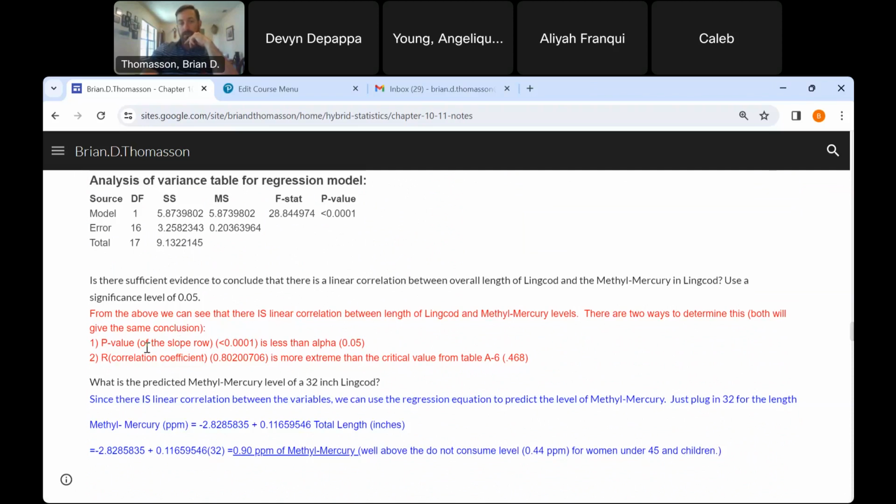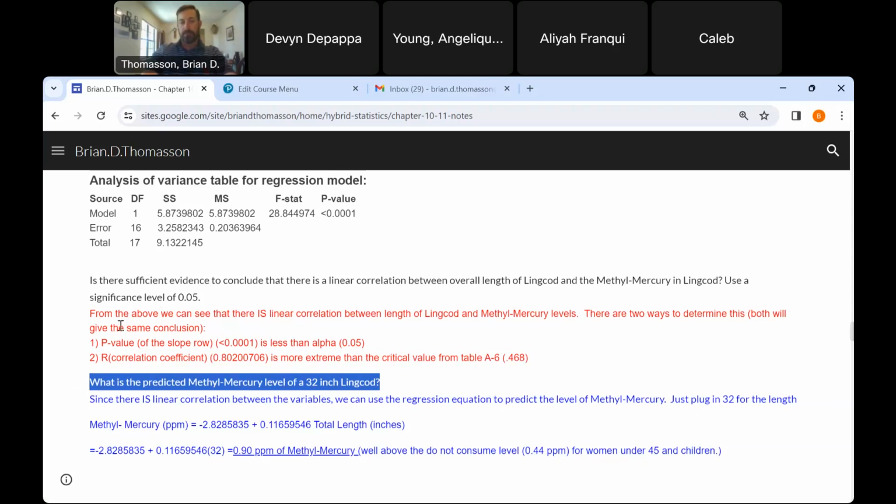There's two ways of doing that. The p-value is less than alpha, or the R value is more extreme than the critical value from our table, which happens to be 0.486. Either one of those will tell us there's linear correlation. If we have linear correlation, then that regression equation is good. So our last little piece here is: what is the predicted methylmercury level of a 32-inch lingcod? If we catch a good-sized lingcod, what is the methylmercury estimate?